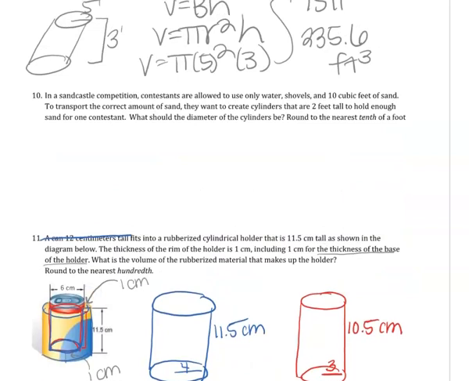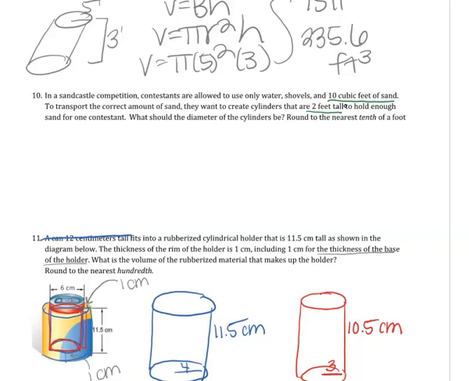All right, so we're in a sandcastle competition. Contestants are allowed to use only water, shovels, and 10 cubic feet of sand. To transport the correct amount of sand, they want to create cylinders that are 2 feet tall to hold enough sand for the contestants. What should the diameter of the cylinders be? Round to the nearest tenth of a foot.